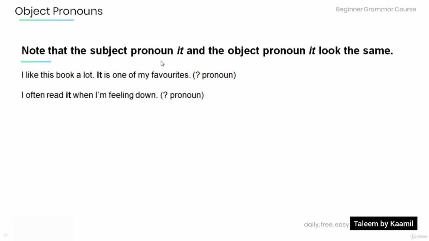Note that the subject pronoun it and the object pronoun it look the same. Have a look at the sentences below. In which sentence is the pronoun it a subject pronoun? And in which sentence is the pronoun it an object pronoun?